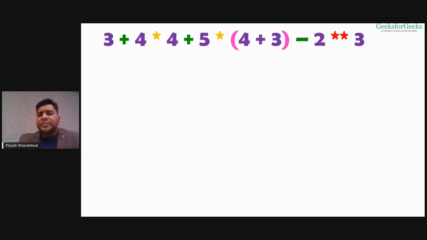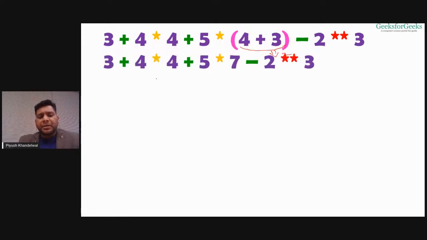This expression contains brackets. So first of all, the expression inside the brackets will be evaluated. It contains 4 plus 3, which gives me 7. So the expression becomes 3 plus 4 into 4 plus 5 into 7, minus 2 to the power 3.